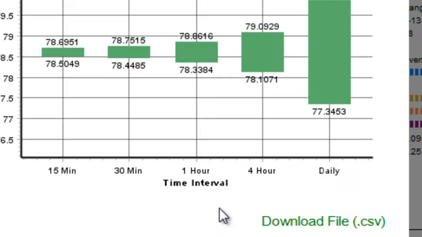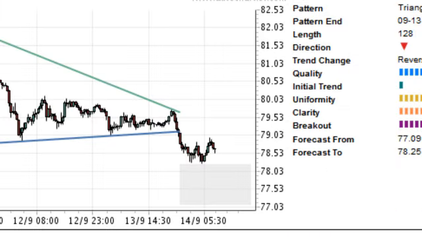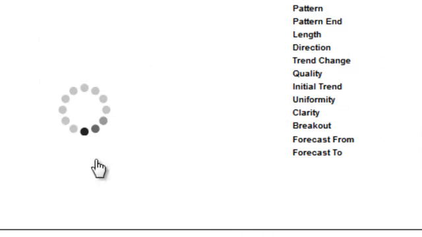And I'm going to go ahead and pull it up for, let's see, I'd like to pull it up for the Euro-US dollar. That would be nice. But I just want you to get an understanding of what it is that I'm talking about.